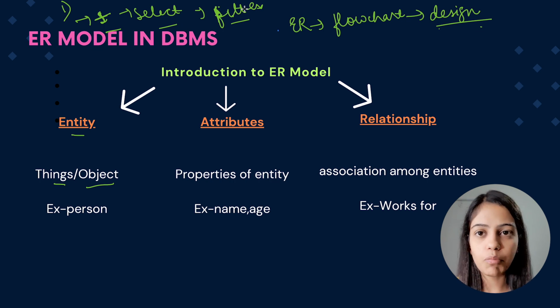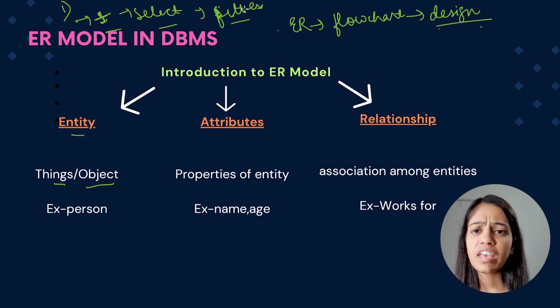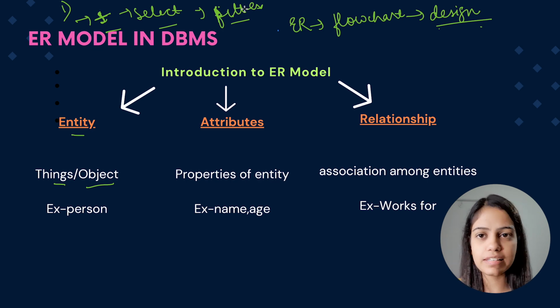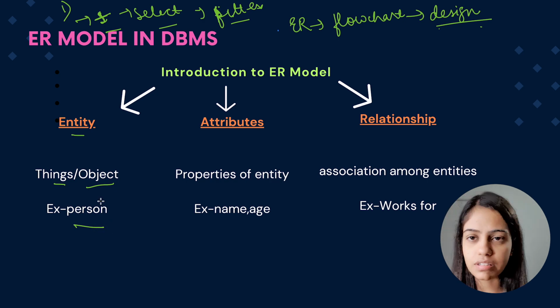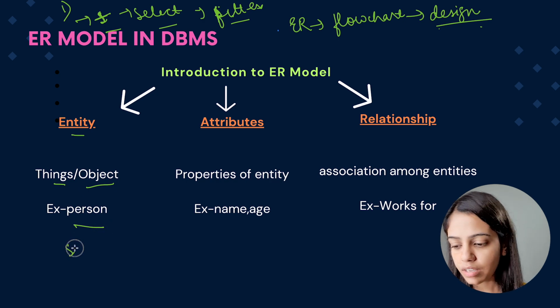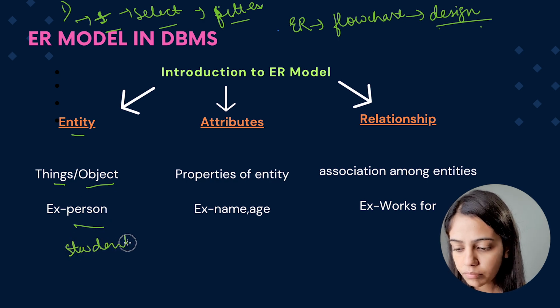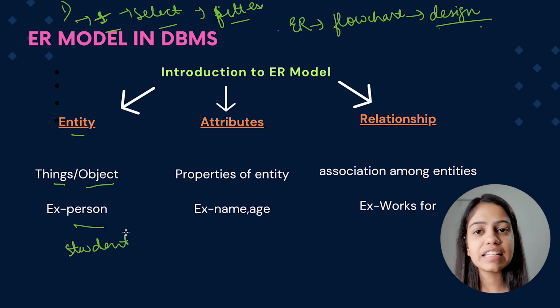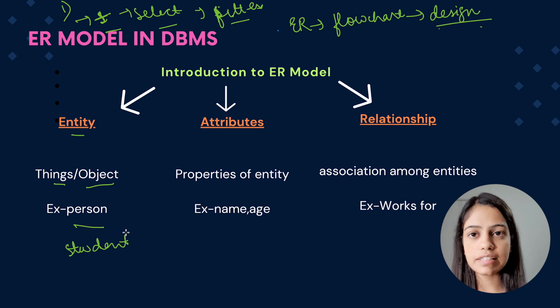So now, what is an ER model? ER model stands for Entity Relationship Model. As the definition suggests, entity and relationship. What is an entity? Any object or anything which has a physical existence is called an entity. For example, consider person. Person is an entity. Example, student. Student is an entity. Basically, anything or any object which has a physical existence is called an entity.